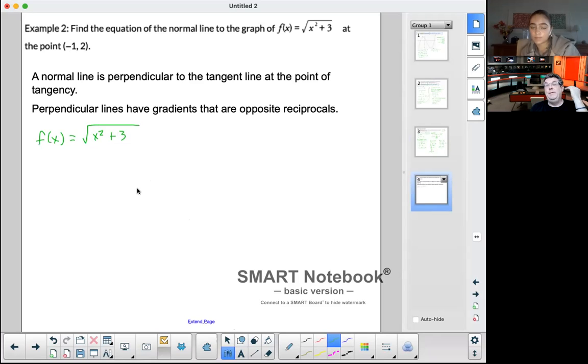So I have a function within a function here. I have the square root and I have x squared plus 3. So what rule am I going to have to use? I can't remember. The chain rule. Okay. Chain rule is function within a function. Do you remember what the basic rule is for the chain rule? Yeah, it's the derivative of the outside and then the derivative of the inside. Good, as long as you mean multiplied by the derivative of the inside.